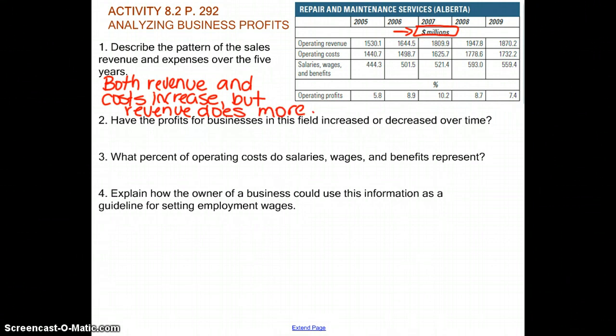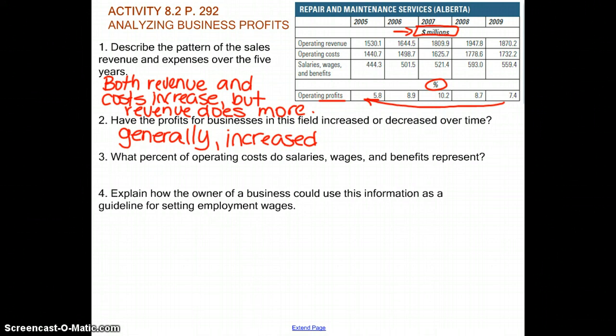Number 2, have the profits for businesses in this field increased or decreased over time? So the profits here are in this line, and this is in percentages. You notice that they actually have increased since 2005, so 7.4 from 5.8, but they increased until 2007 and then decreased again. So they've actually gone down since 2007. But the general trend has been that they increased. But 2007, they've actually gone down since then.